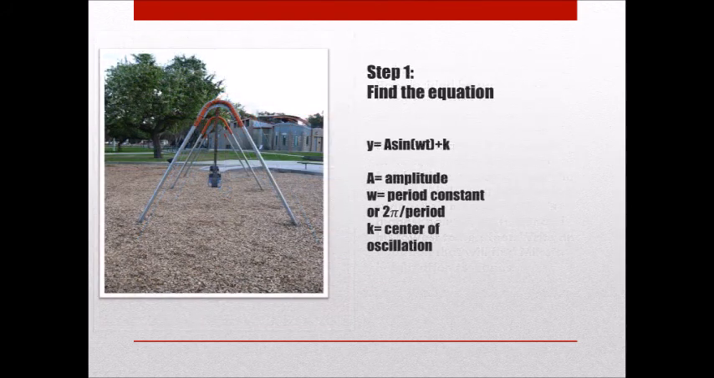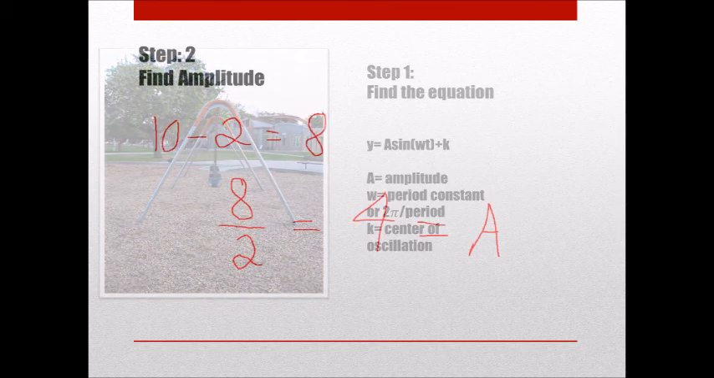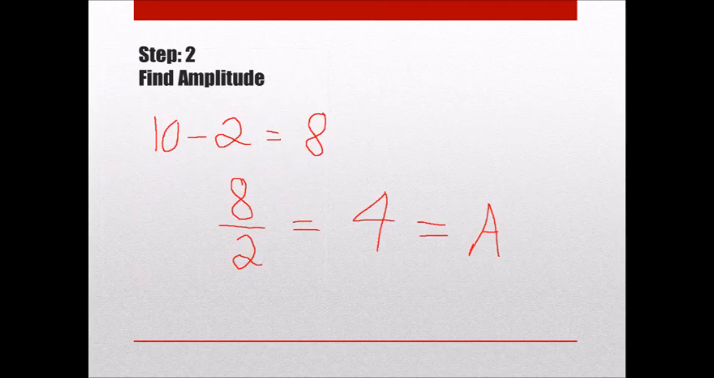So the first step is to identify the equation that is going to be used in this question. y equals A times sine of w times t plus k, with A being the amplitude, w being the period constant, and k being the center of oscillation. The second step is to solve for the amplitude. The amplitude is just half of the difference between the max height and the minimum height, which is simple math. It comes out being 4.